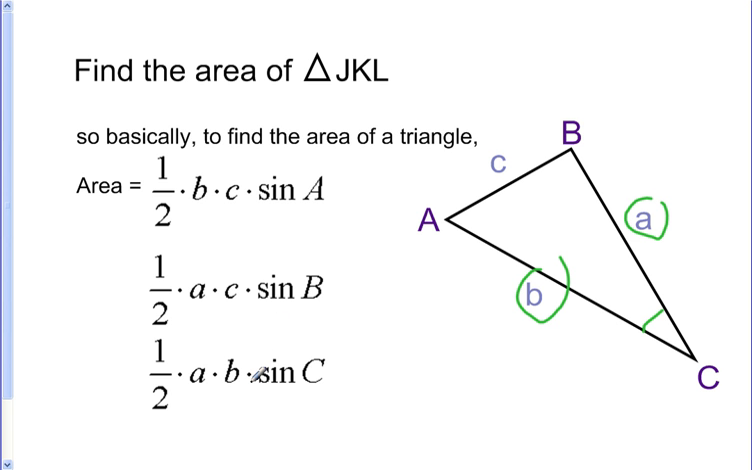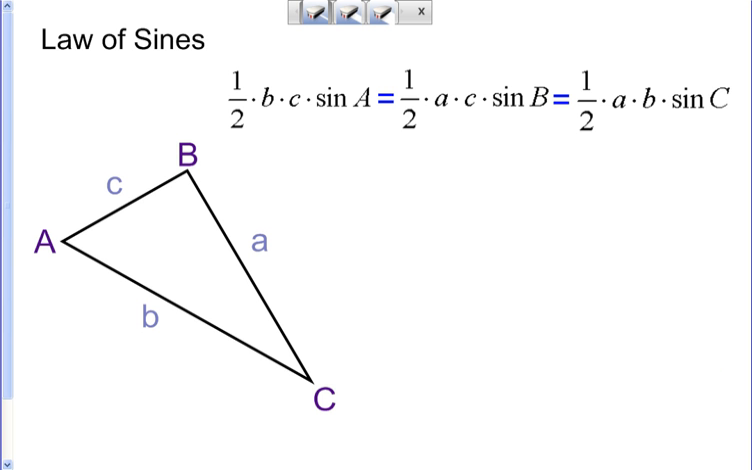So there are three different formulas you can come up with for finding the area of a triangle, and what we're going to do is use this to find the law of sines. This is going to kind of prove the law of sines. So let's head to the next slide. What we just talked about was all three of these equations are equivalent. They all give you the area of this triangle.